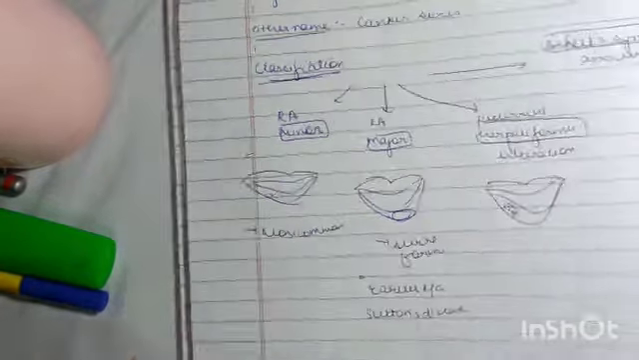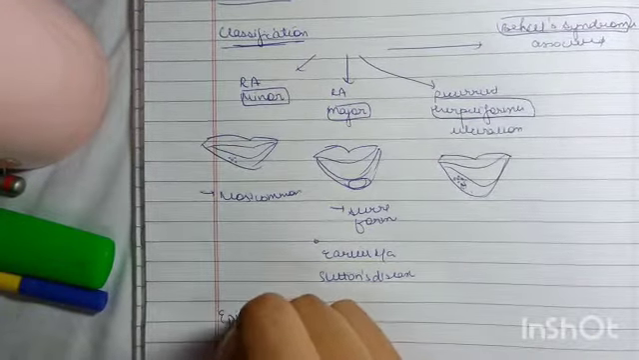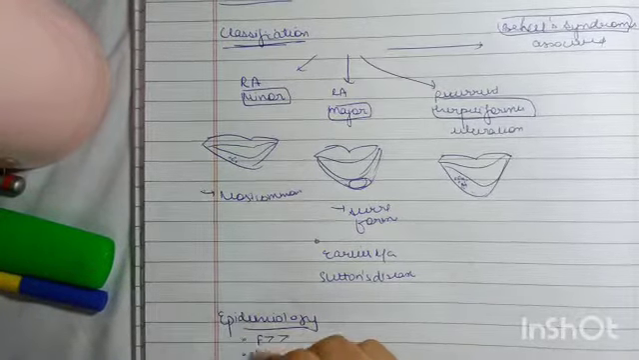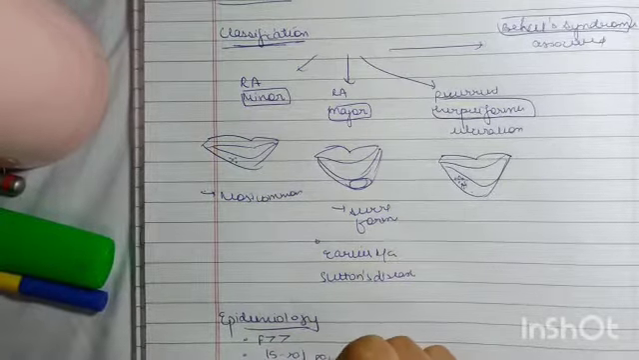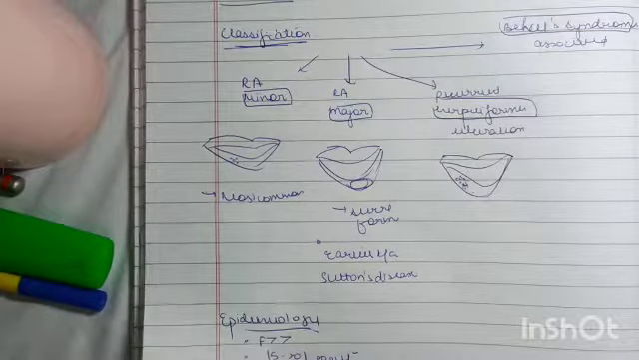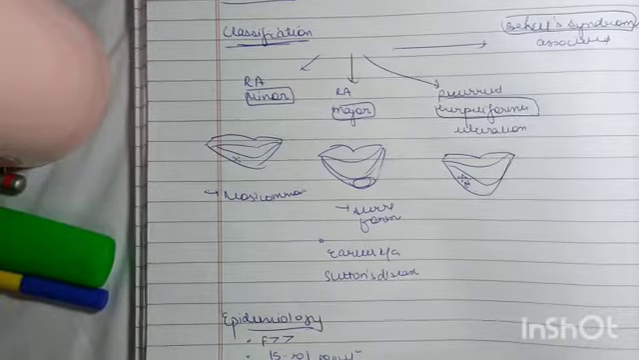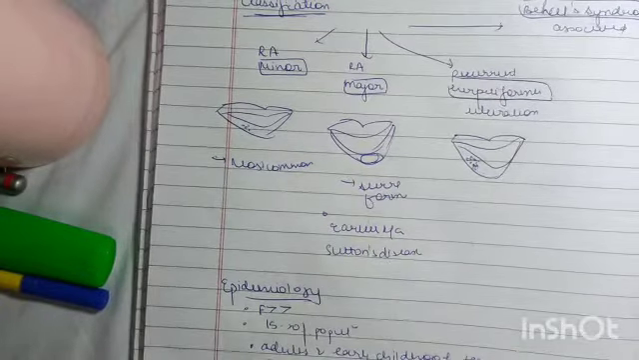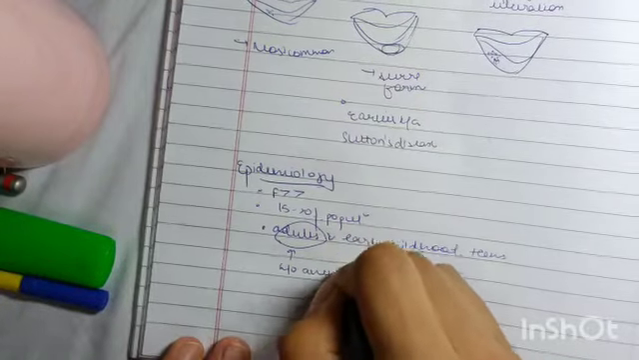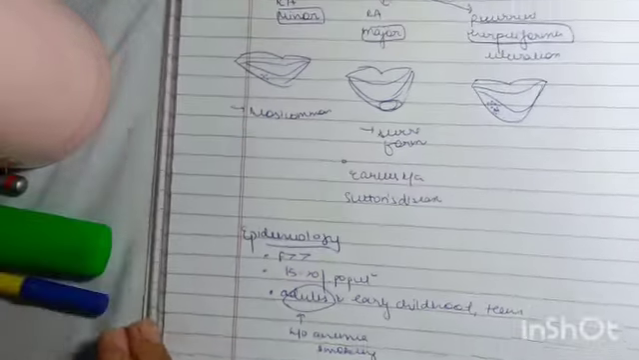All right. Now let's talk about the epidemiology. It occurs more in females. Also, 50 to 20% of the population has had it once in their lifetime. It usually occurs in adults, early childhood and teens. Also, it occurs in adults who have a history of anemia, smoking. So this is the epidemiology.